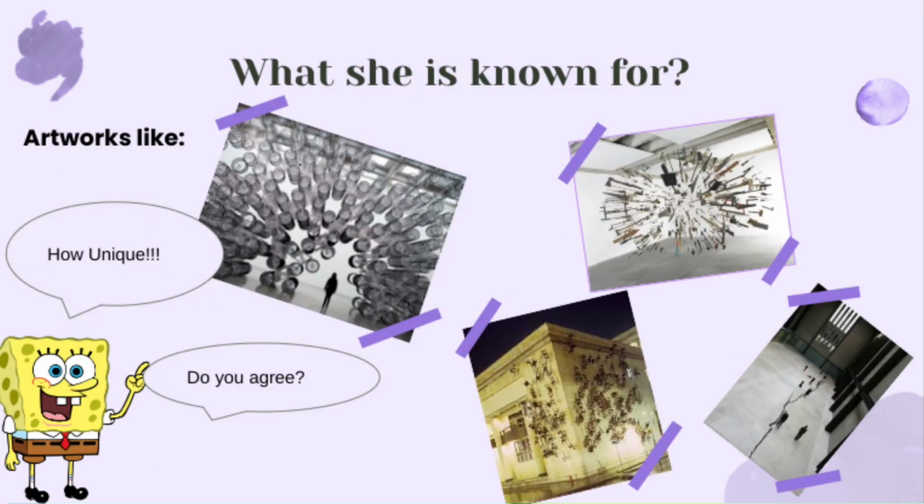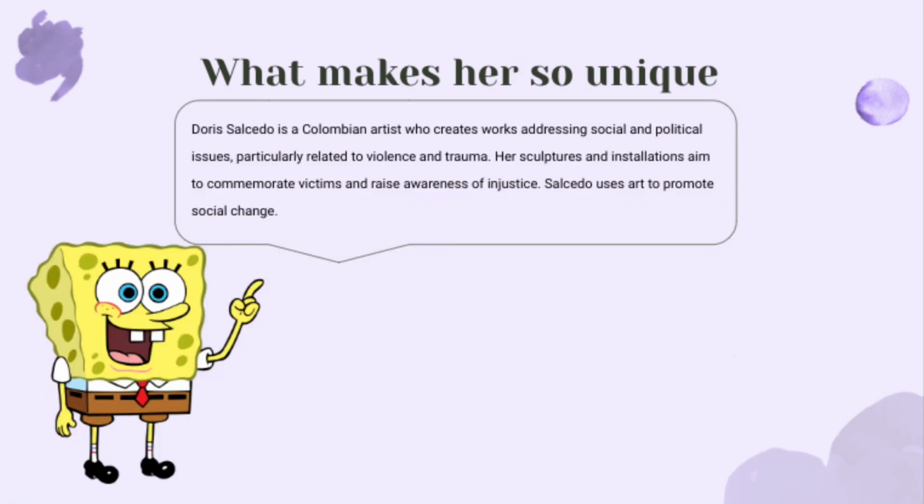It's artwork like these. It's so unique, yet abstract with lots of meaning behind it. Do you agree? What makes Doris Salcido so different? Doris Salcido is a Colombian artist who creates works addressing social and political issues, particularly related to violence and trauma. Her sculptures and installations aim to commemorate victims and raise awareness of injustice. Salcido uses art to promote social change.